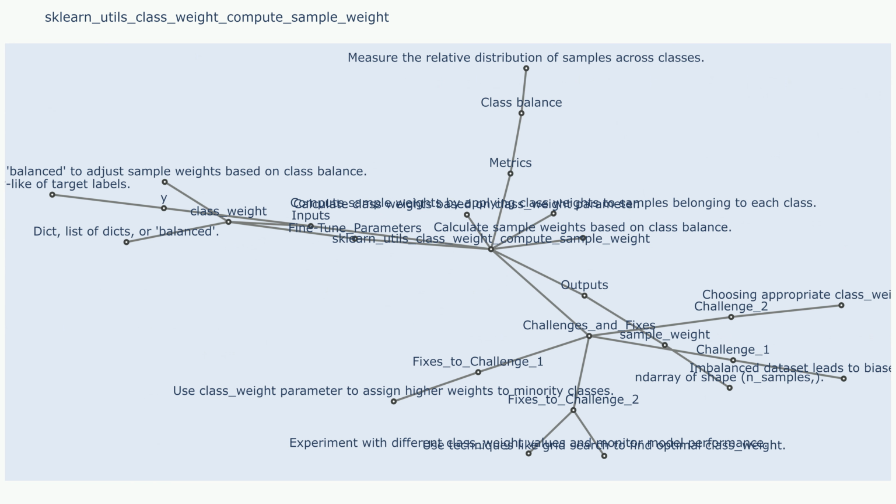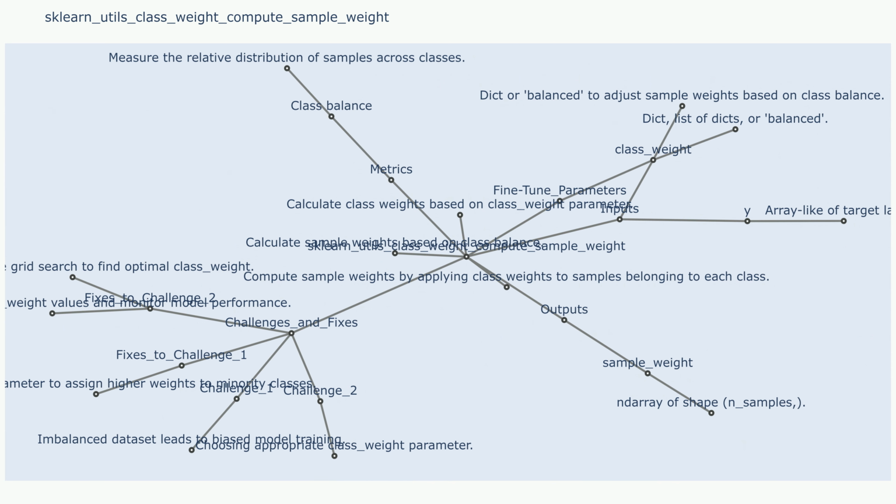Fixes. Use balanced class_weight. This automatically assigns higher weights to minority classes, reducing overfitting. Fine-tune the class weights. Experiment with custom weight values in the class_weight dictionary to find the optimal balance.